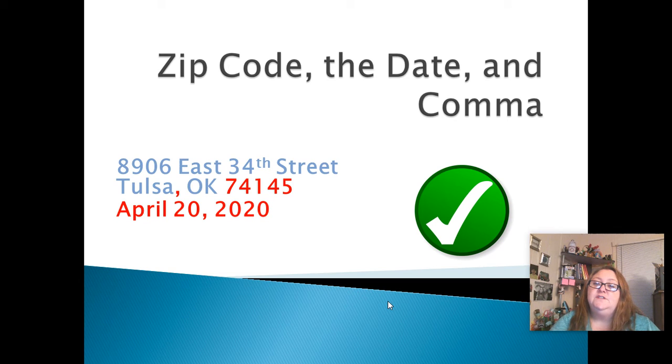8906 East 34th Street, Tulsa, Oklahoma was missing a zip code, okay? 74145. This is actually the address of Town and Country School. If I was putting this on the top of a letter, that's what I would need to put. Also, we would need a comma between the city, Tulsa, and the state, Oklahoma. The other thing it's missing is the date, April 20th, 2020. So this is a proper heading for a friendly letter.